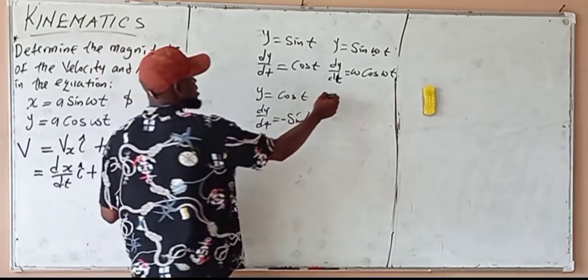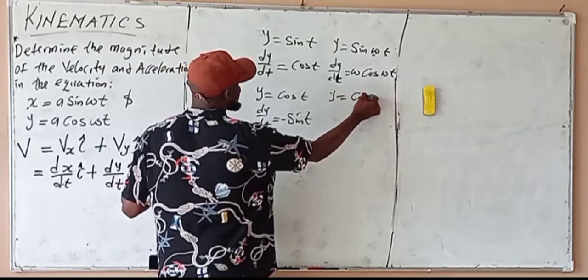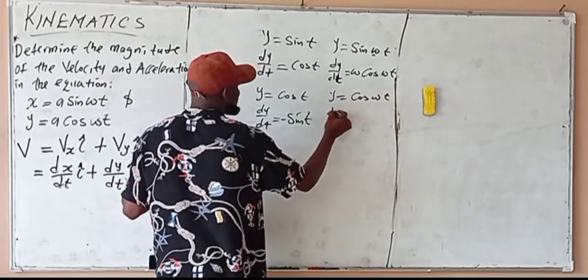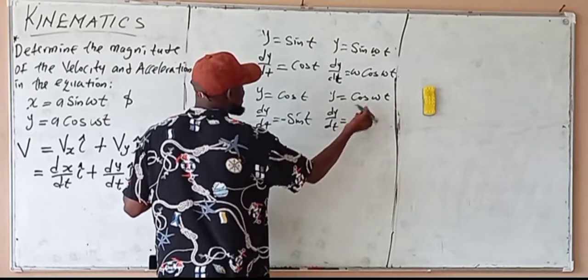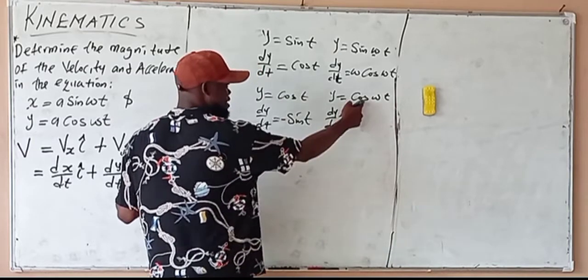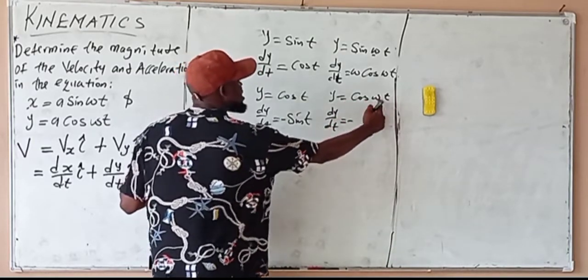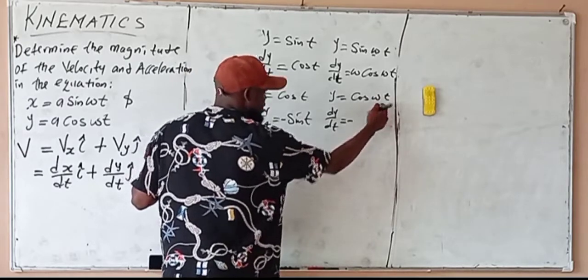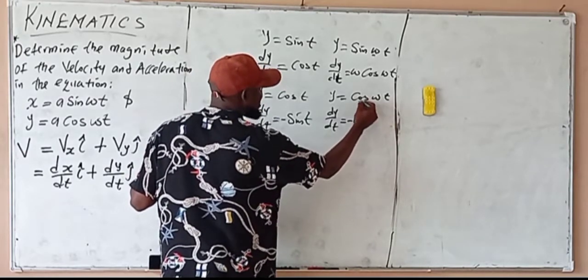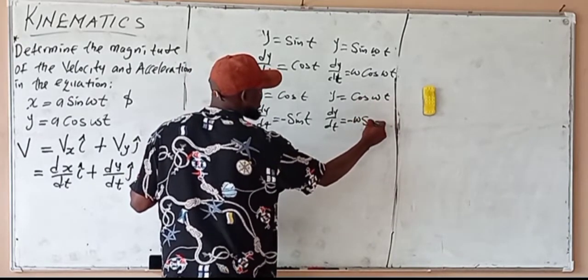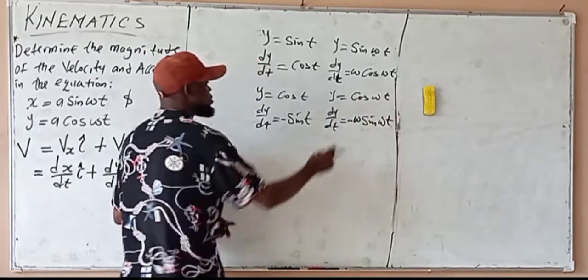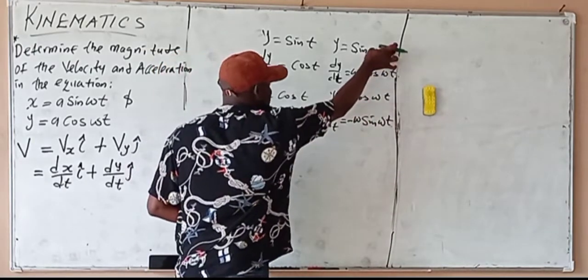Then what about if you have y equal to cos wt? What will be dy over dt? Remember we have minus for sine. We differentiate cos, you have minus. Then differentiate wt, we're going to have w first. Differentiate cos, you're going to have minus sine wt, because this one will remain the same.